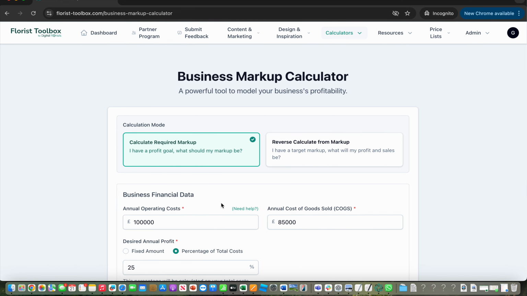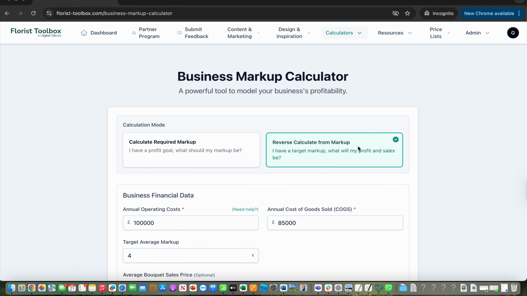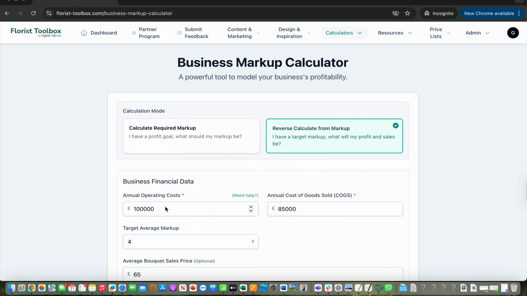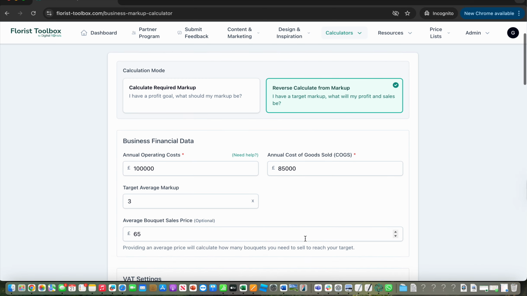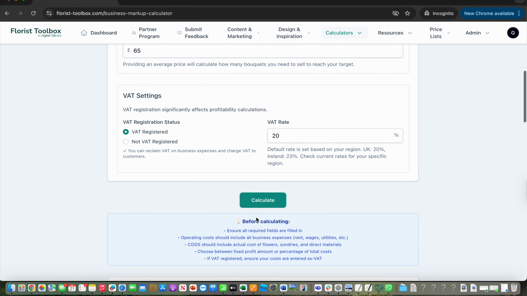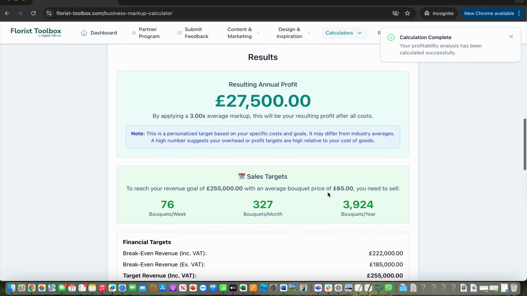Something I think is very, very useful is that a lot of times you have a multiplier you use and you don't really know why you use it. This can give really useful information. So if we click on reverse calculate from markup, we'll stick with the same operating costs, and we're going to put the average markup as 3, because that's a common one that florists use. We'll keep everything else the same and hit calculate.